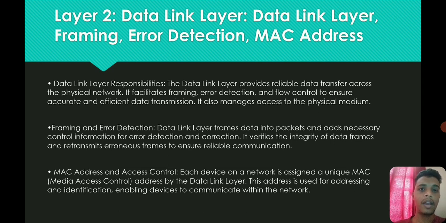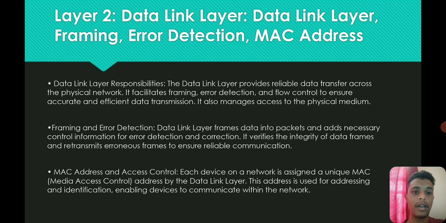And the framing and error detection. The data link layer frames data into packets and adds necessary control information for error detection and correction. It verifies the integrity of data frames and retransmits erroneous frames to ensure reliable communication.